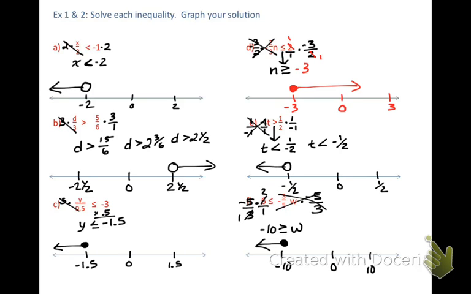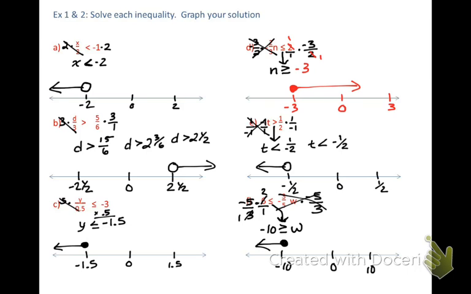All right. So I received -10 is greater than or equal to W. Remember, again, when you're graphing, you have to read it from the variable. So this would be W is less than or equal to -10. That's the reason why I went to the left. Now, again, I multiplied by a negative, so I had to change the inequality sign. And I turned the 6 into a fraction. And that's how you would do the problem.